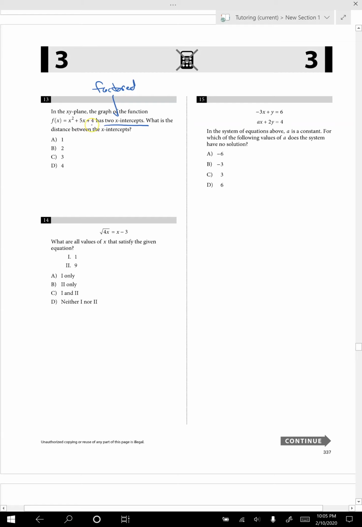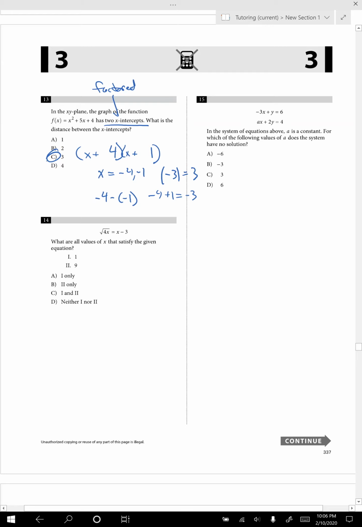So we look for what multiplies to 4 and adds up to 5, and that's going to be 4 and 1. And so our x-intercepts are -4 and -1, and they want the distance between them. So let's do -4 minus -1. Notice it's really important to distribute your negative here, so we have -4 plus 1. And so we're going to get -3. Now, we want the distance, so the distance is an absolute value. And so our answer is going to be 3.